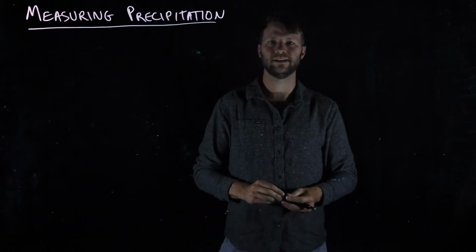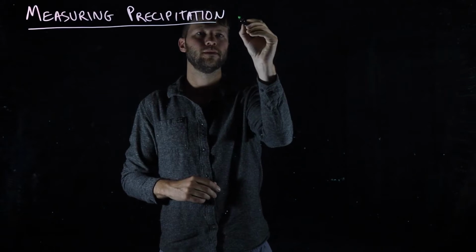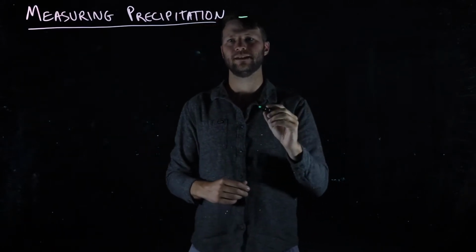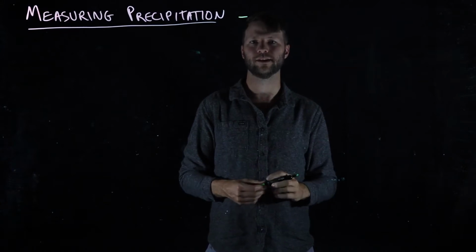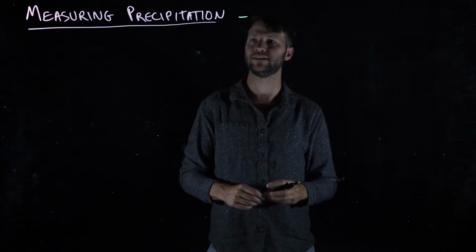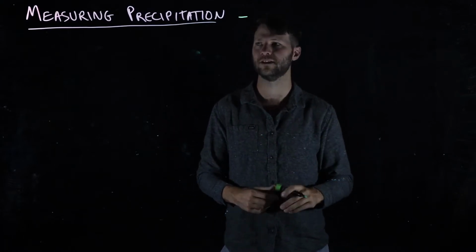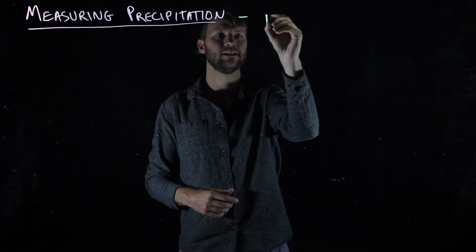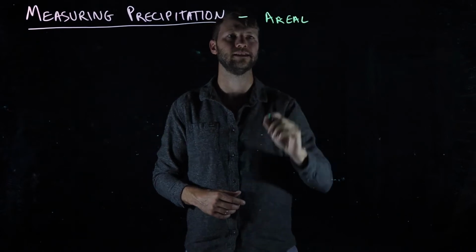We discussed in some detail ways of measuring precipitation at a point, but this is a fairly limited set of observations. We actually have very sparse networks of precipitation gauges, and there's almost none over the oceans. So this raises the question, how do we measure precipitation at much larger spatial scales? And to do this, we rely on areal or area-based methods.